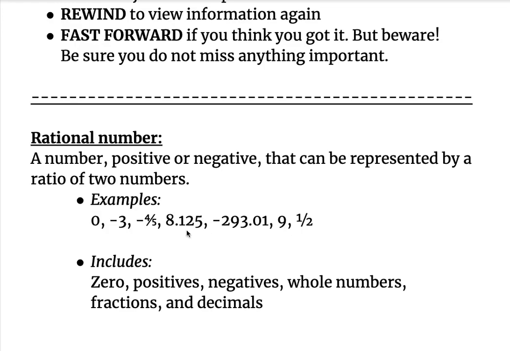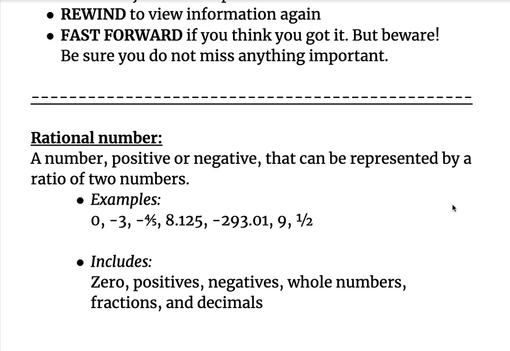And even if it has all these really, really small decimals, they still can become ratios because this is 1/100ths, 1 out of 100. This is 125 thousandths, so it still can become a ratio. So it includes 0 itself, because 0 can become a ratio as well. 0 out of 1, 0 out of 2 still becomes 0. Positives, negatives, whole numbers, fractions, and decimals. Those are all what we call rational numbers.